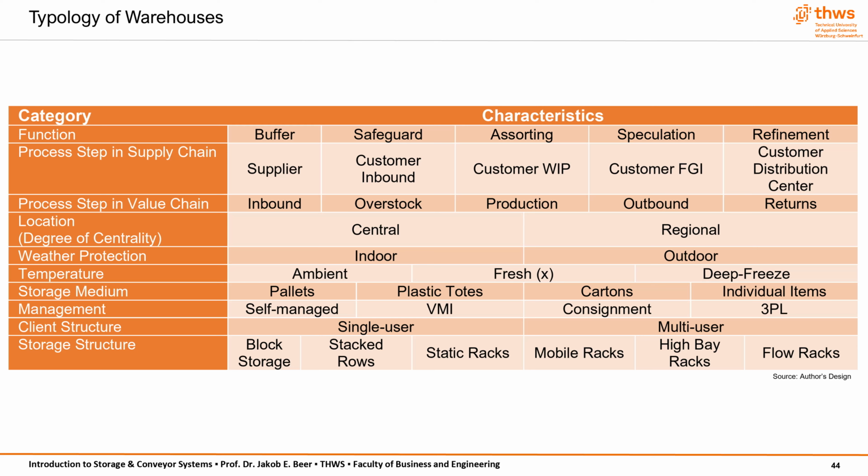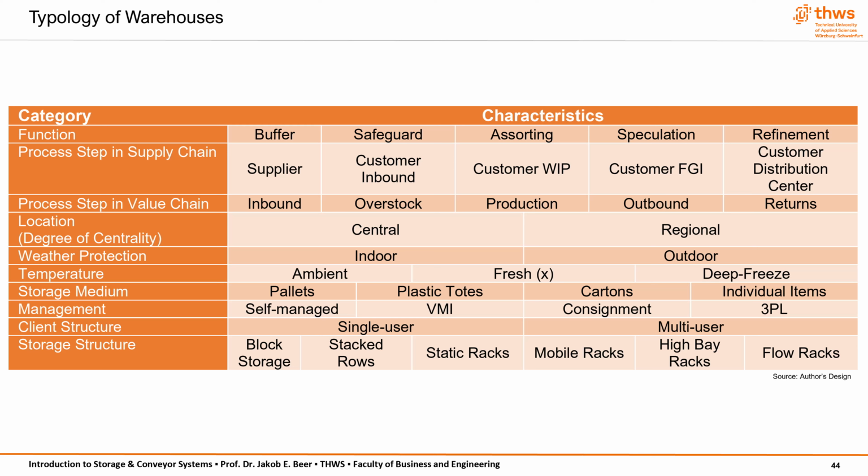Let's talk about storage media, meaning the physical format in which goods are stored. Pallets are the standard in many industries, especially for bulk or heavy goods. They're easy to handle with forklifts and compatible with racking systems. Plastic totes are used mainly in small parts handling. They are standard sized, work well in automated environments, and protect contents from dust and damage.